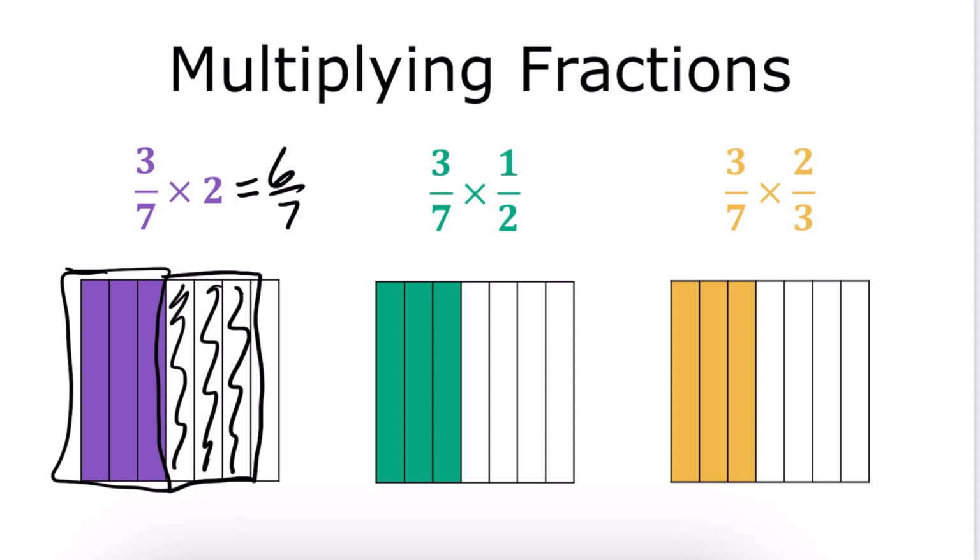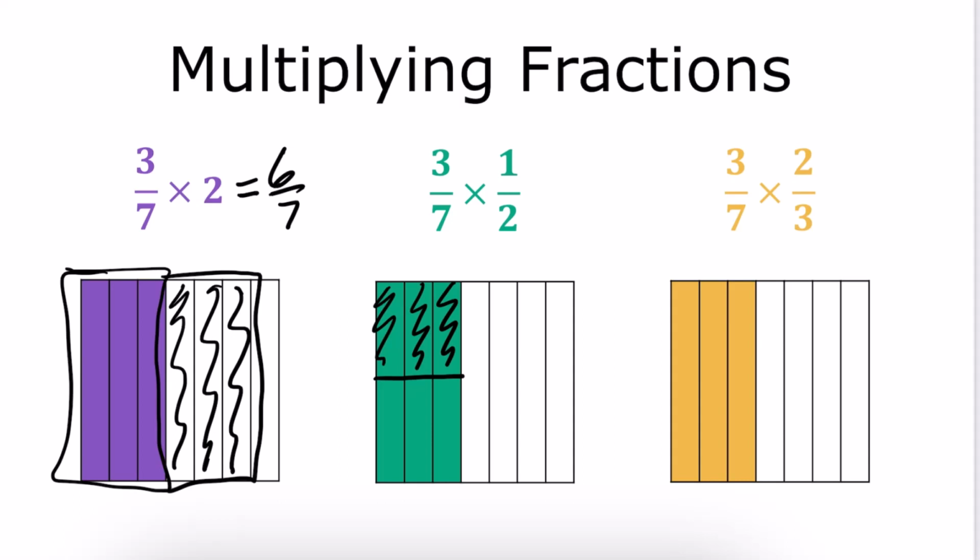So if I wanted to take my 3/7 and make a half a group of 3/7, I could just take my 3/7 and cut it in half and just keep half of it. So whatever amount this part is, that's the answer to 3/7 times 1/2. But what is that amount?